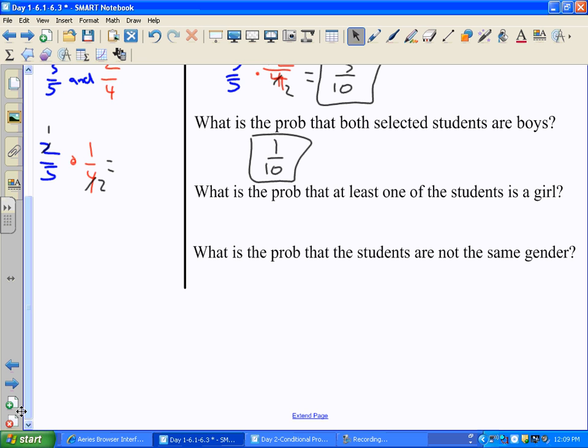Now, what's the probability that at least one of the students is a girl? At least one of the students is a girl.